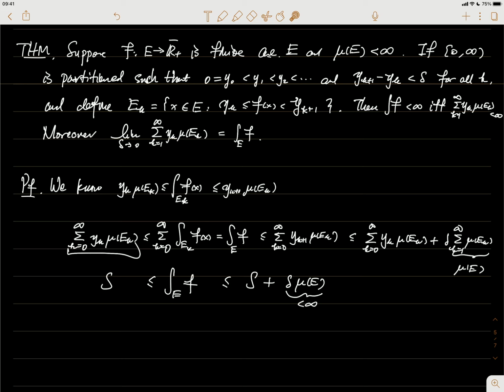Okay, and moreover, we can see that this holds for any delta, and if delta approaches 0, then this term will approach 0. And by the squeeze theorem, we know that the integral of f is just equal to S, which is the series here.